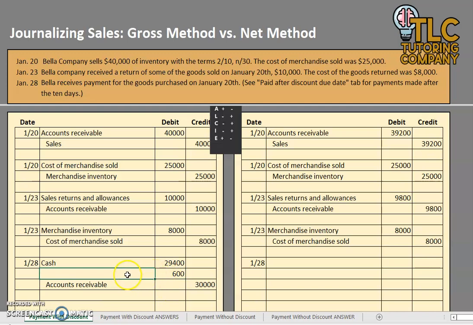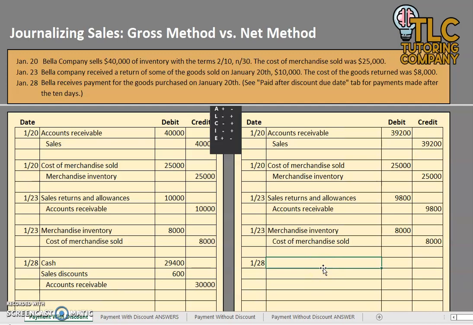And the account that we're going to use for the $600 is an account called sales discounts. Similar to sales returns and allowances, it is also a contra revenue or contra income account. So we are going to increase it by debiting it. So it's very, very interesting with that gross method when there is a payment within the discount period.